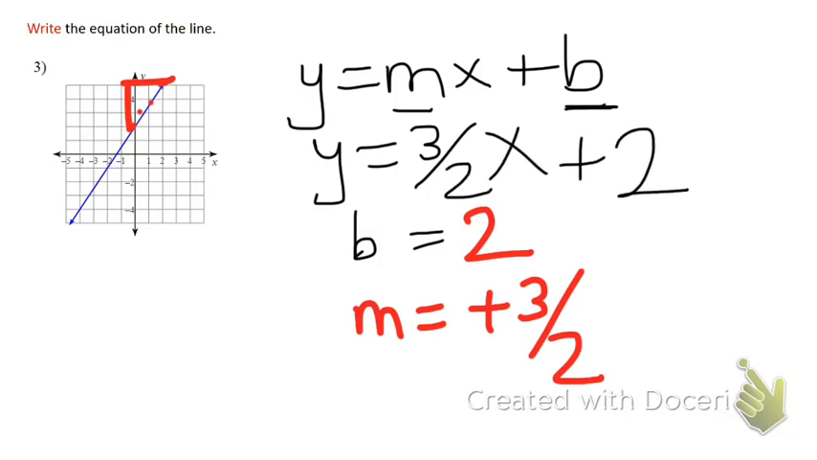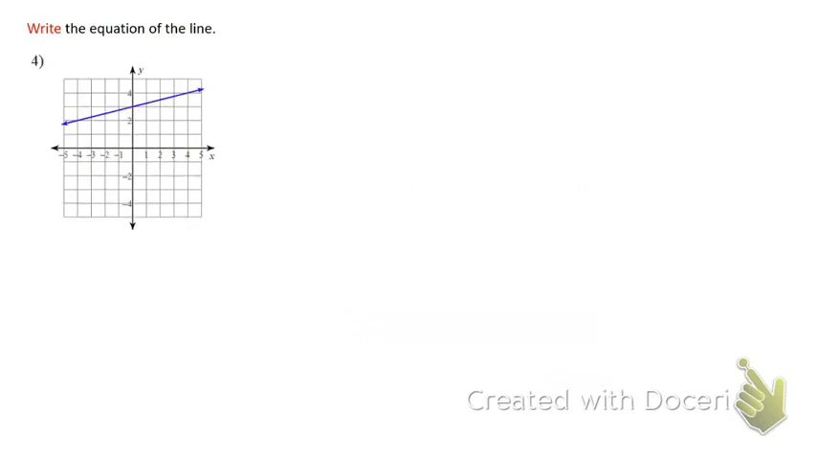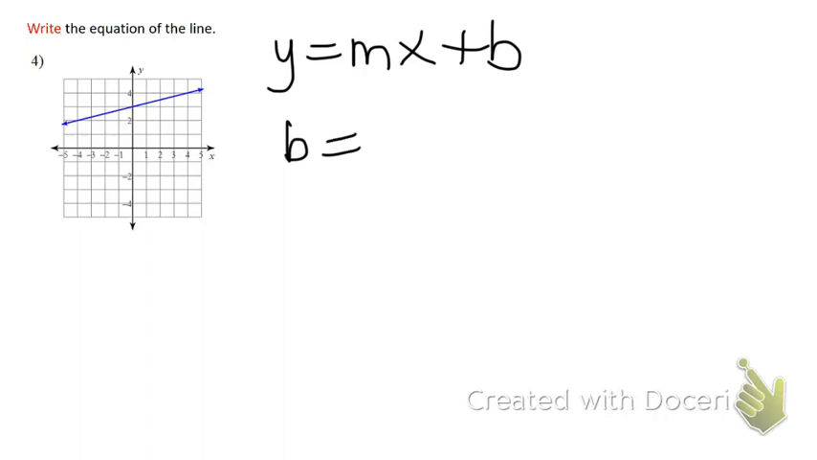They didn't say just find the slope. They said write the equation of the line. Okay, one more example. Write the equation of the line. Again, we need two things. I need m and I need b so that I can fill in y equals mx plus b. I'll find b first. B is my y-intercept, right where it crosses the y-axis, which for this one is at 3.